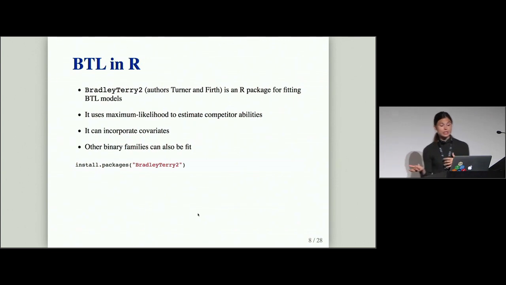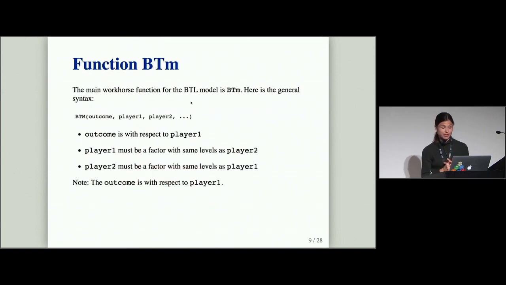So how would we actually implement this particular model? Well, there's a package called BradleyTerry2 that's available in R for doing the basic BTL models. It also allows you to incorporate covariates, which we'll see in our examples can be particularly useful. One of the authors of the package, Heather Turner, is actually here at the conference, so if you're interested in knowing more about this package, you can find her and chat about it.